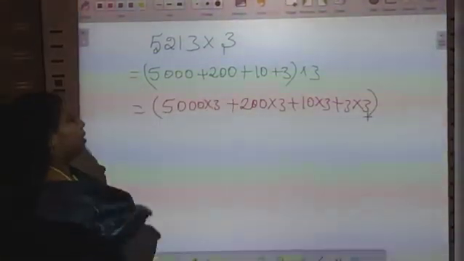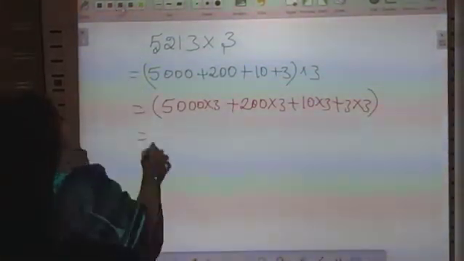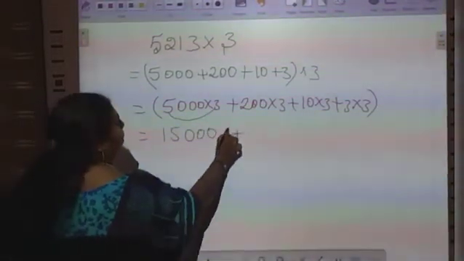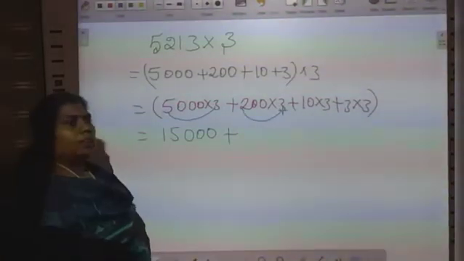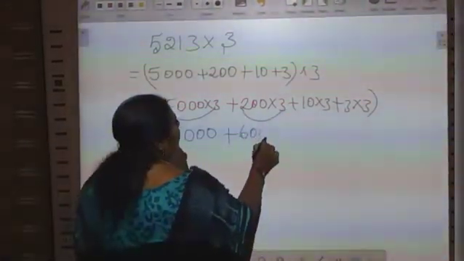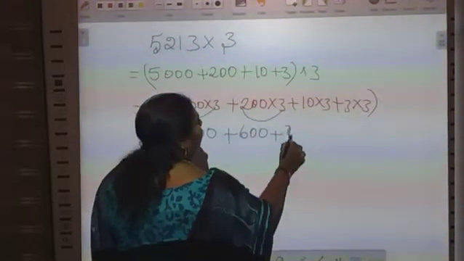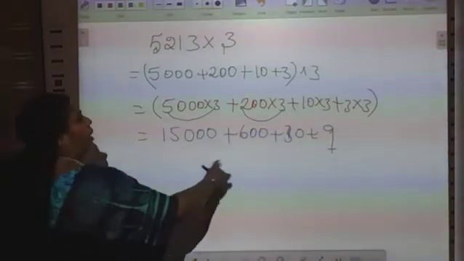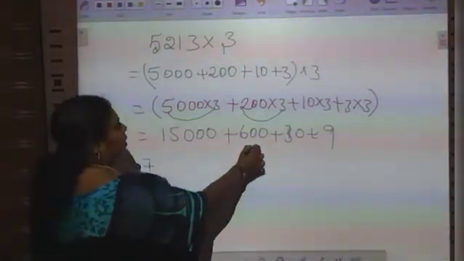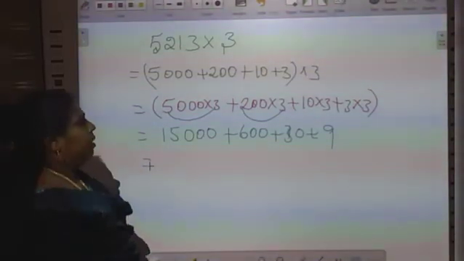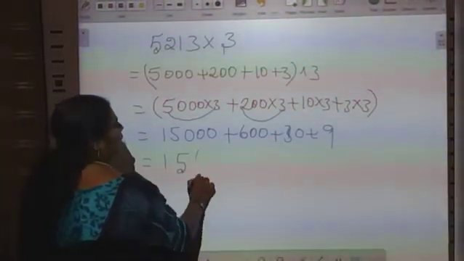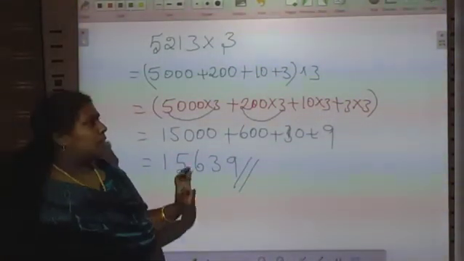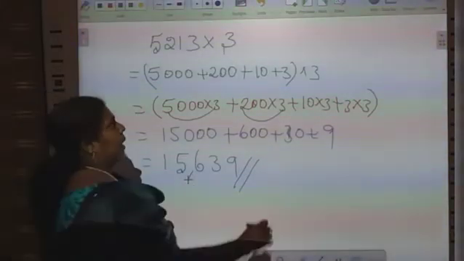Next we multiply. 5 times 3 is 15, that means 15,000. Plus 2 into 3 is 6, that means 600. Plus 10 into 3, 30. Plus 3 times 3 is 9. Next we add these values: 15,000 plus 600 plus 30 plus 9. You will get 15,639. Understand? This is the distributive property.